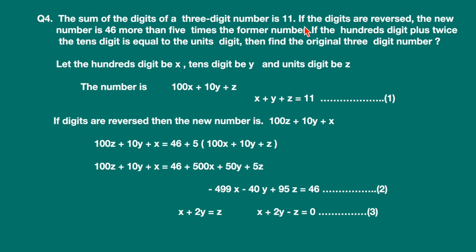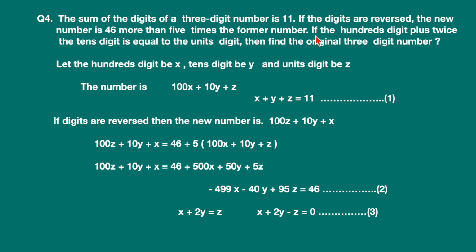Again let me read. If the digits are reversed, the new number is 46 more than 5 times the original number. So here it is. This is the equation. Simplify it, open the brackets, you will get this equation. This is equation number 2, linear equation in 3 variables.